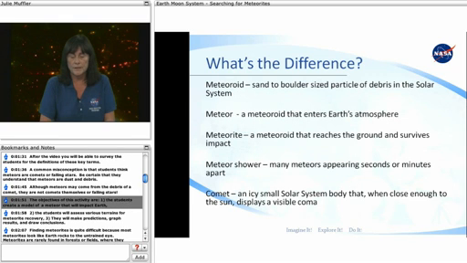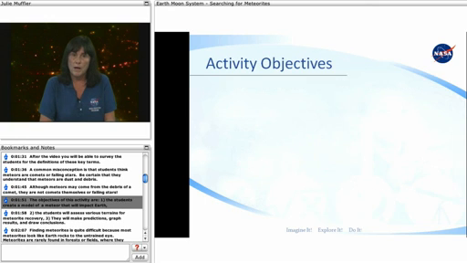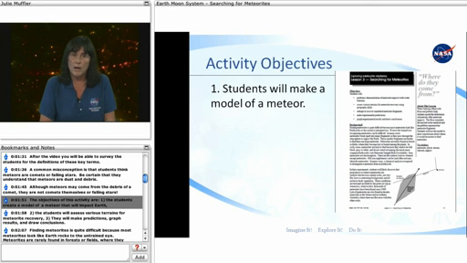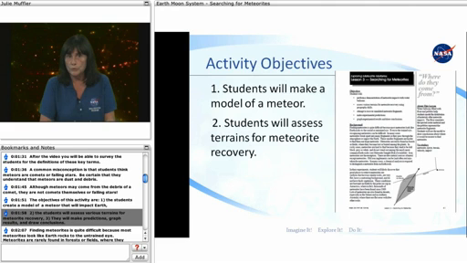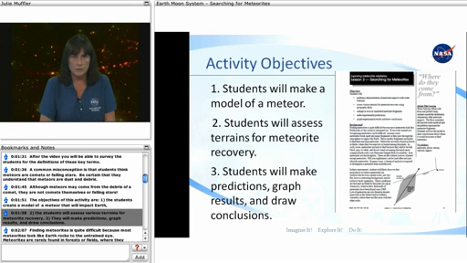The objectives of this activity are: 1. The students create a model of a meteor that will impact Earth. 2. The students will assess various terrains for meteorite recovery. And 3. They will make predictions, graph results, and draw conclusions.